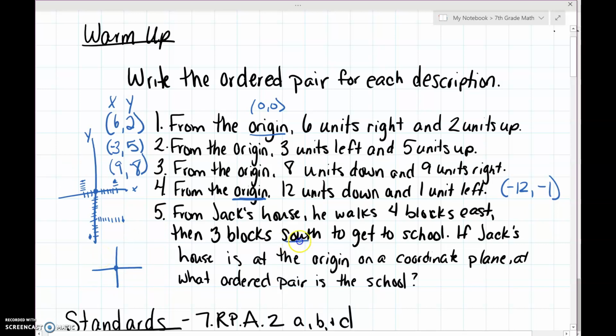If we are using north, south, east, west, I'm going to put those directions on. Oops, that should not be a W. That should be an S. North, south, east, west. Looks just like a compass rose, but it is also my X and Y axis. Jack lives here at the center. He walks 4 blocks east. 1, 2, 3, 4. And then 3 blocks south. 1, 2, 3. It's going to be right here. So we went right 4. And we went down, or negative 3. So I can do this with directions if I know that the house is at the origin.